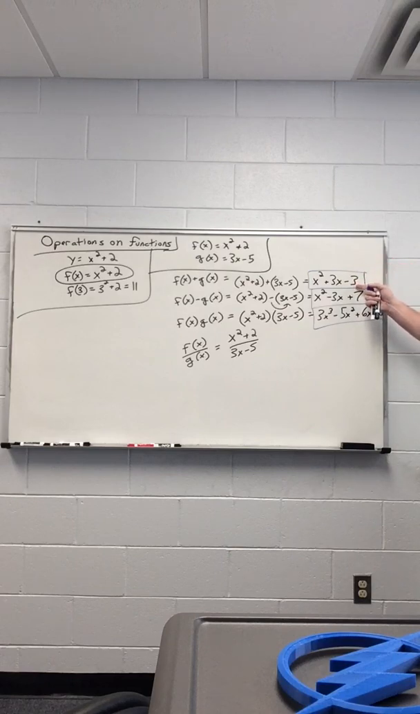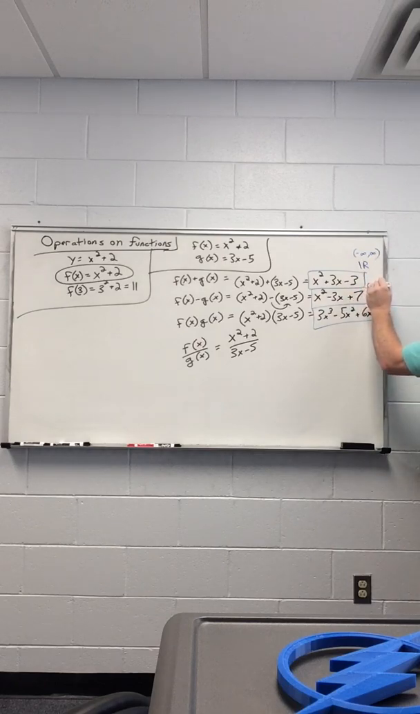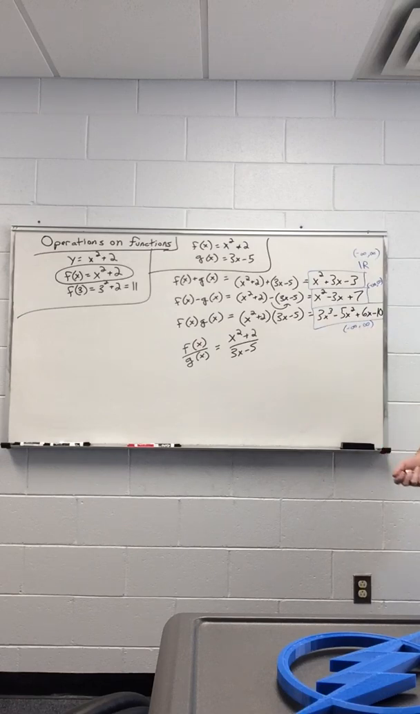Look at this. What's its domain? No radicals, no fractions. The domain is all real numbers, negative infinity to infinity. This one, no fractions, no radicals, negative infinity to infinity domain. This one, no fractions, no radicals, negative infinity to infinity. So again, we know the rules to find the domain. I just apply those rules to the new function I create.